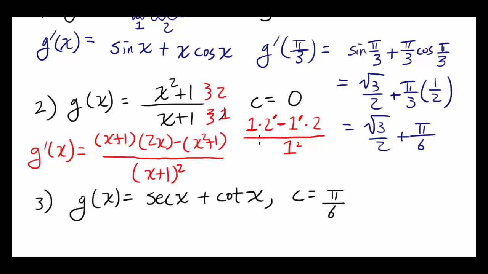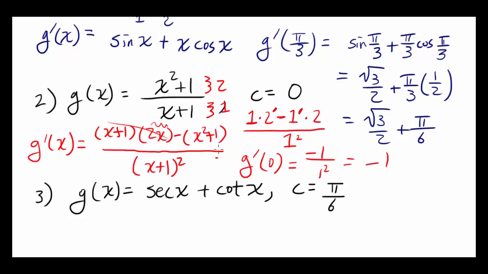I guess you can simplify this, but since we know we are trying to evaluate this at c equals 0, I'm going to plug 0 right in, because when you multiply 0 by 2, you get 0. And you've got negative 0 squared plus 1, or negative 1, and you've got 1 squared on the bottom. So negative 1 over 1 is going to give you negative 1 for the slope when x is 0.